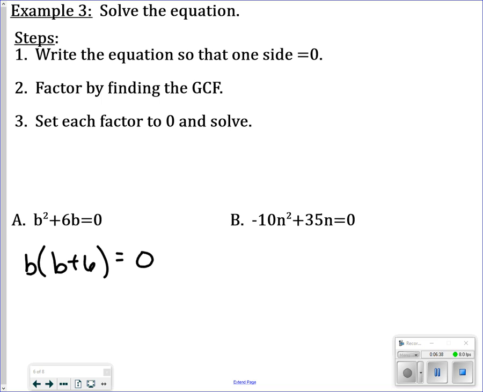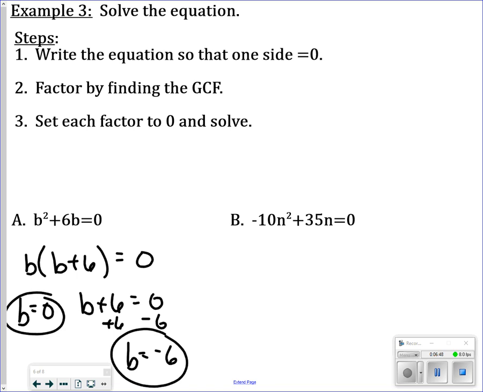Now this gets into what we learned today. Once it is in factored form, set the factors equal to 0 and solve. So the key part about this is taking out or getting it into factored form. So first make it equal 0, which you did. Then take out the GCF.